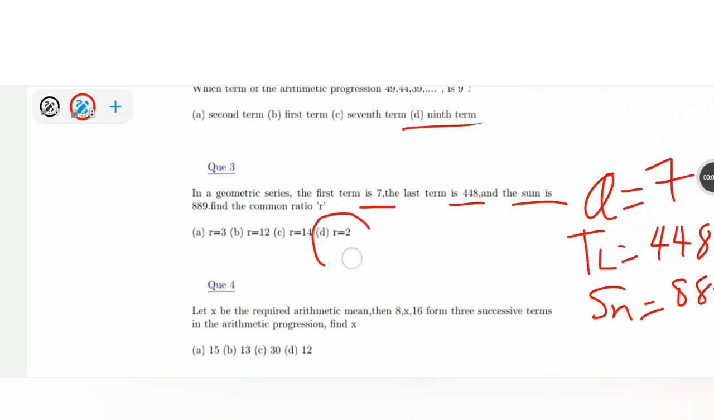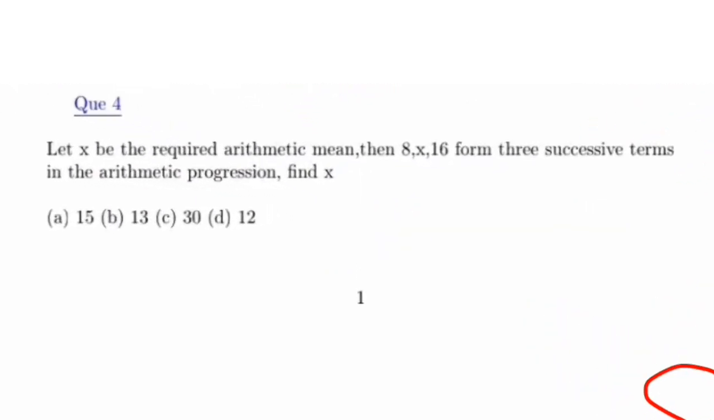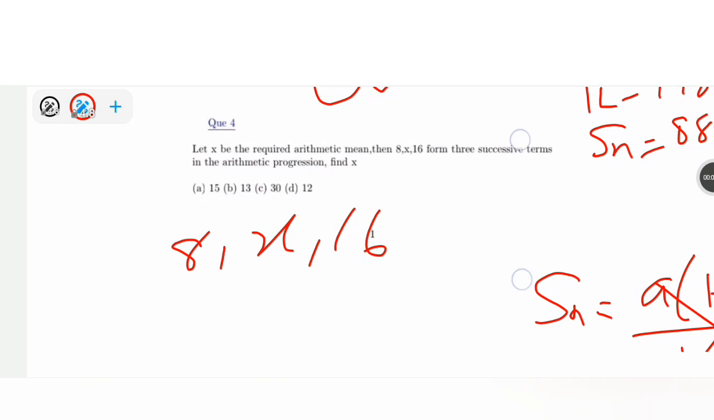So that's the answer there, R equals 2. For this next question, we are told to let x be the required arithmetic mean. Then 8, x, 16 form 3 successive terms in an AP. To find x, you have 8, x and 16. So they form an AP, and you have to find the value of x.